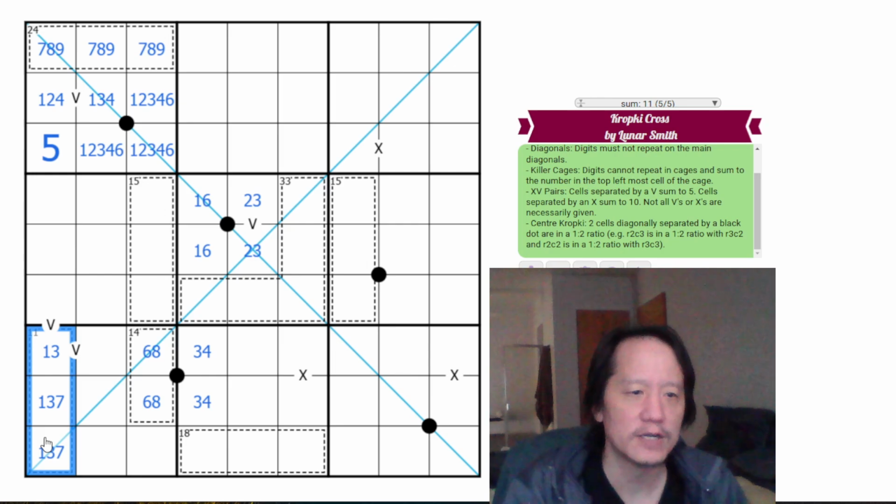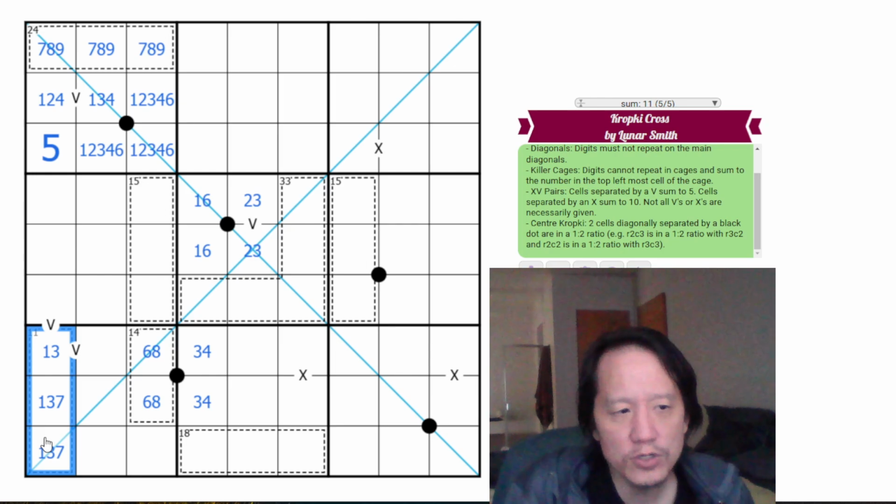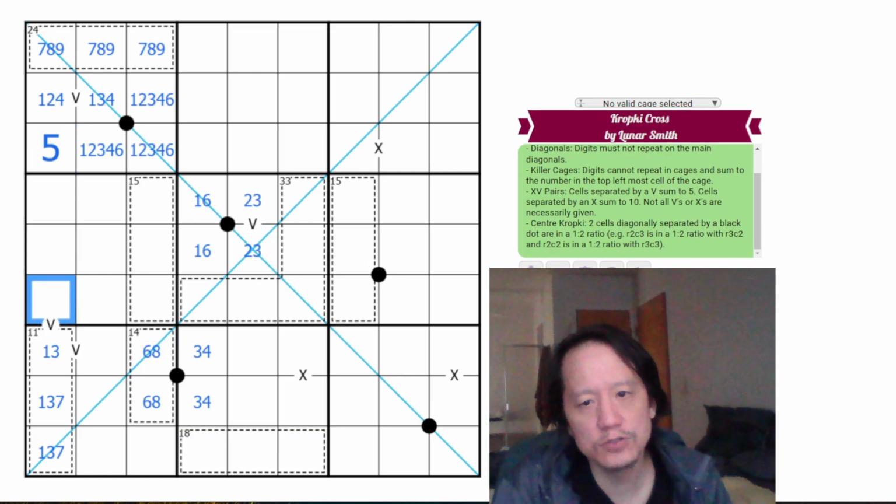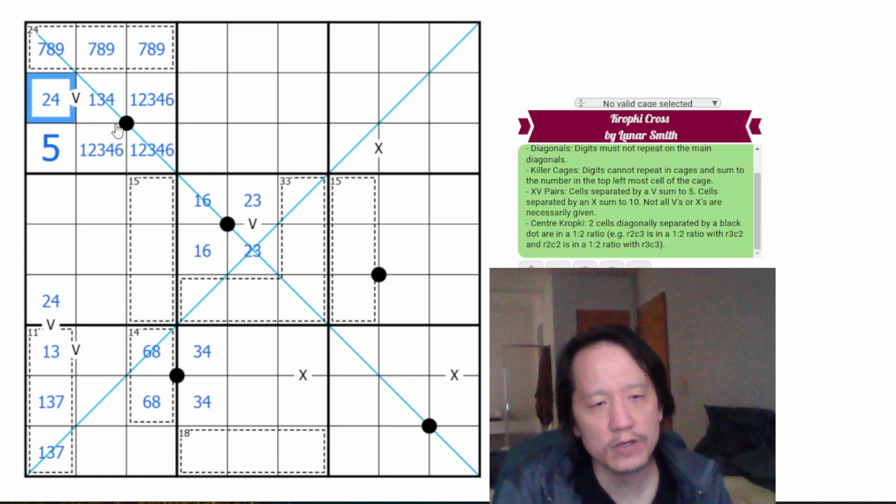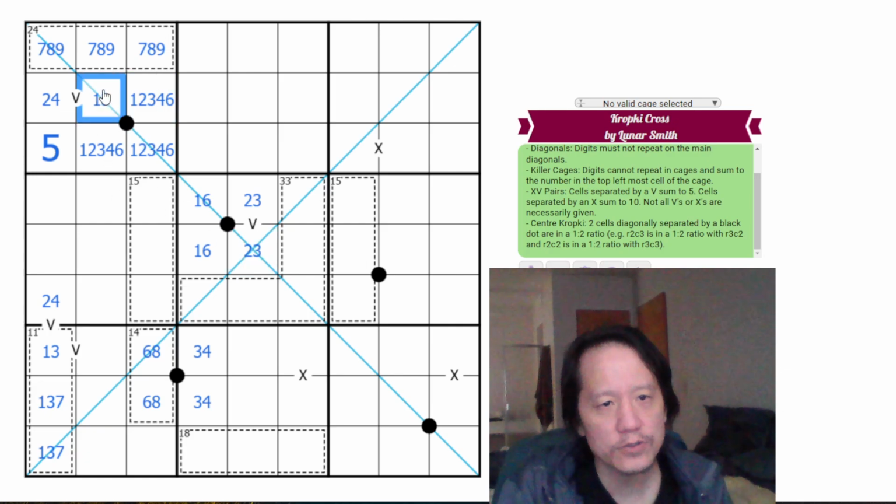And 1, 5, 5 is not possible. 2 can be with 2, 3, and 6, but that doesn't work. Therefore, this must be 1, 3, and 7. Because then 2, 4, 5 doesn't work because the 5 is here. So this is 2 or 4. This can't be 1, so this can't be 4. So we have a 1, 3 pair here. So this is 1 or 3, which means it must be with 2 or 6. Right? 3 goes with 6, 1 goes with 2.